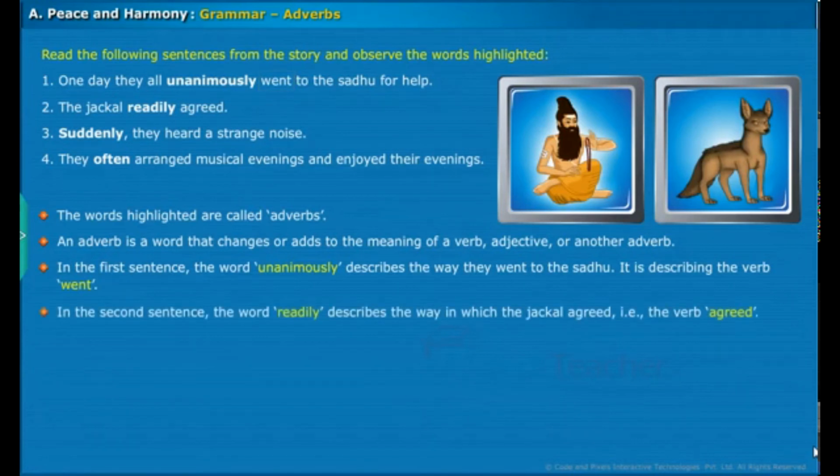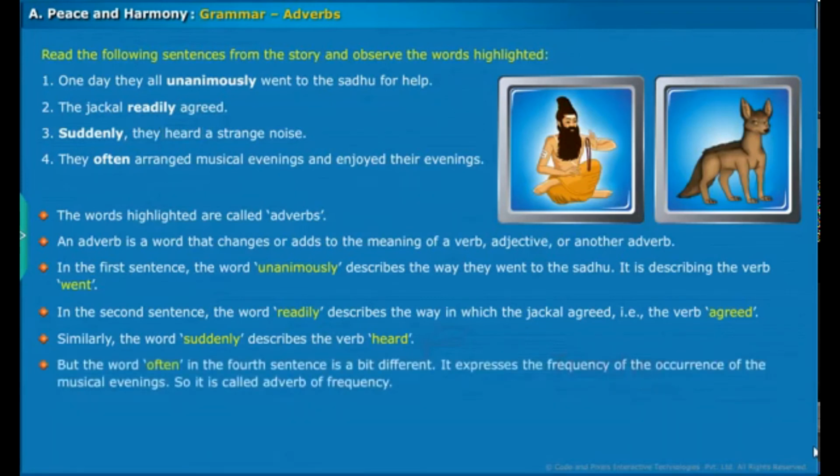In the second sentence, the word readily describes the way in which the jackal agreed. That is, the verb agreed. Similarly, the word suddenly describes the verb heard. But the word often in the fourth sentence is a bit different. It expresses the frequency of the occurrence of the musical evenings. So, it is called adverb of frequency.